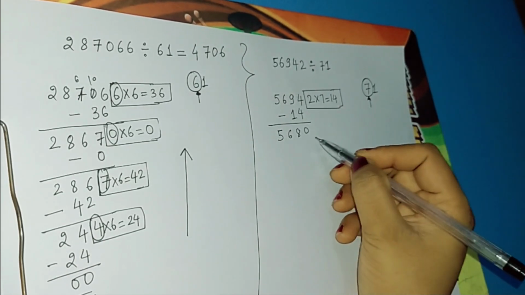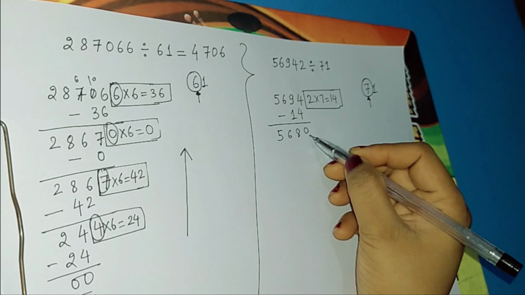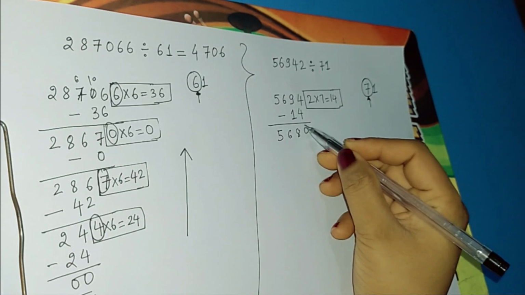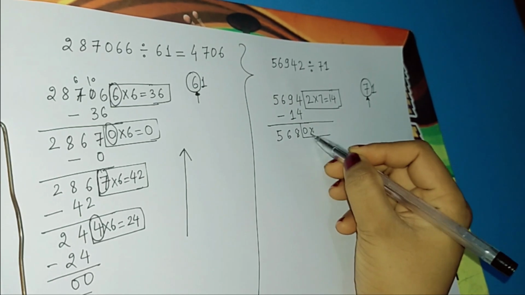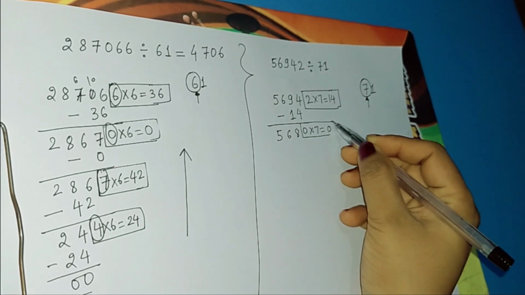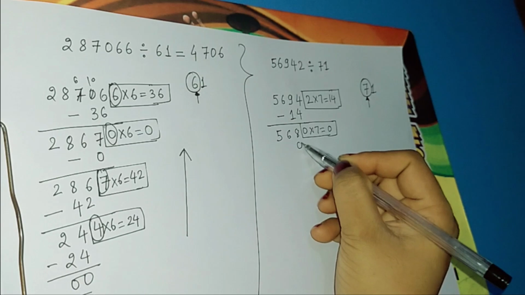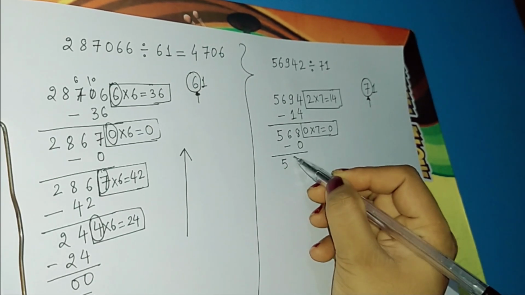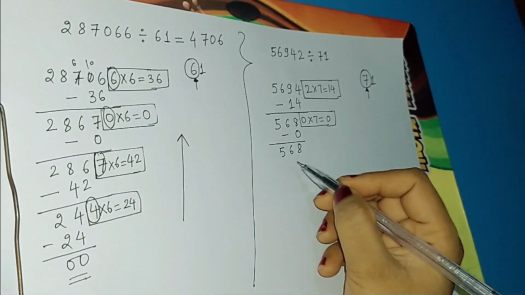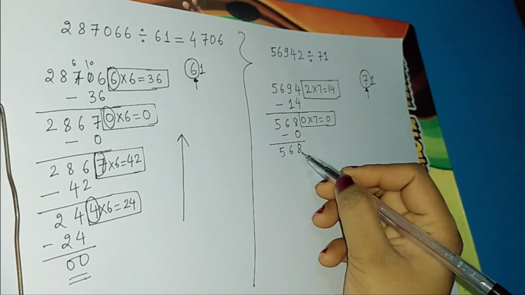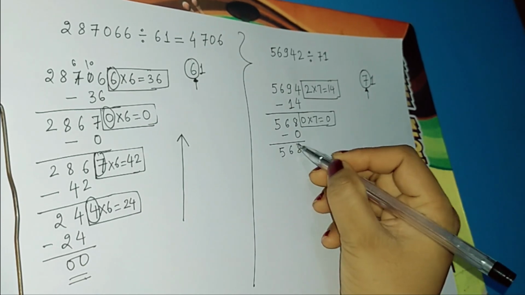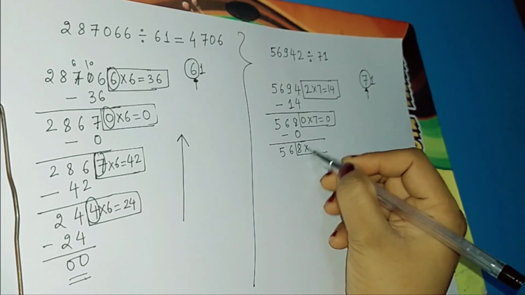Now here we got a number and the last digit of this number is 0. We need to multiply the 0 by 7. So here 0 cross 7, it is 0. And now we need to subtract the 0 from the remaining digit, that is the number as it is here. Now here again we got a number. So take the last digit of this number, that is 8. Multiply this 8 by 7.